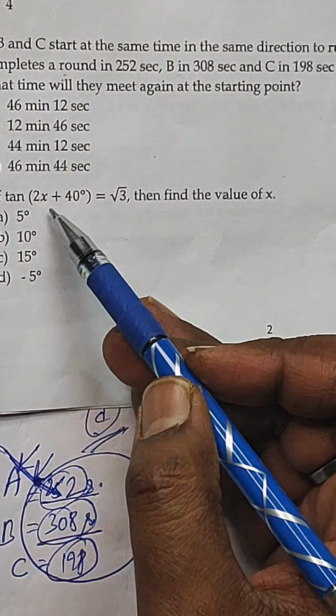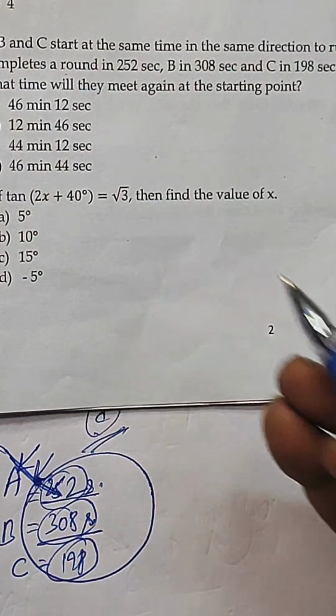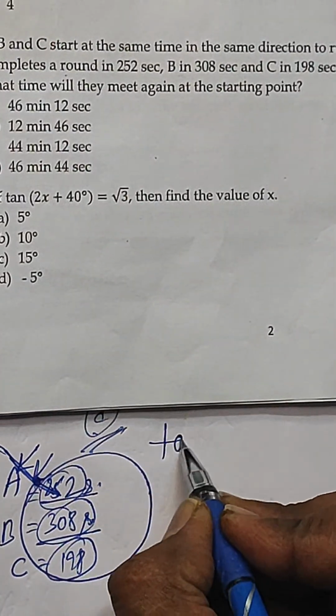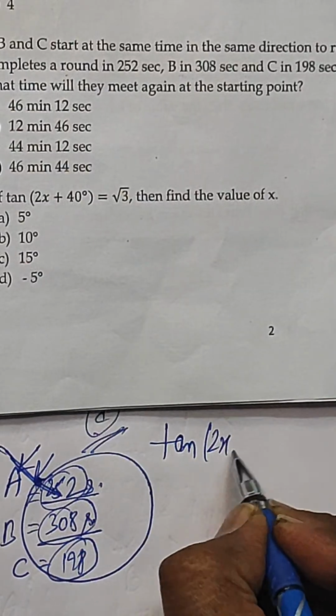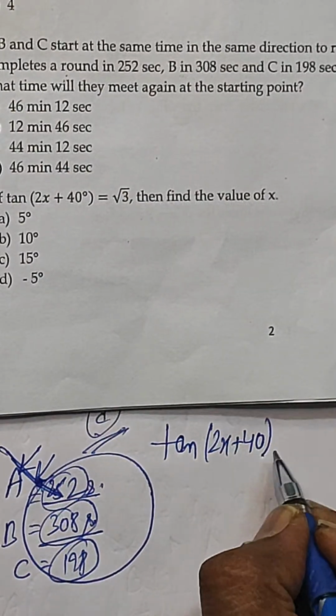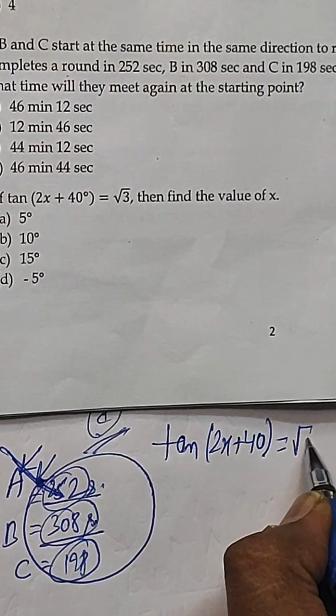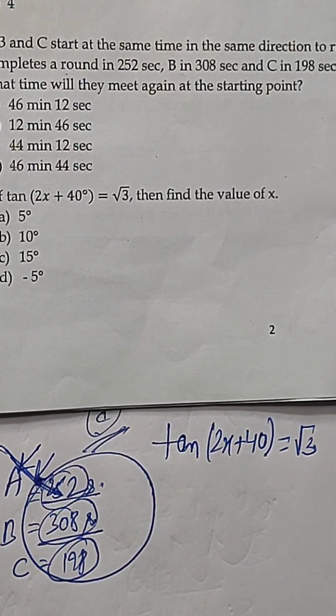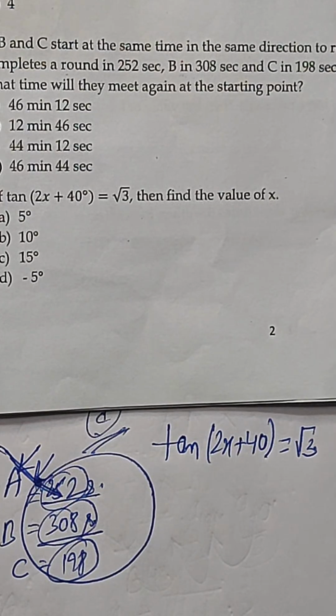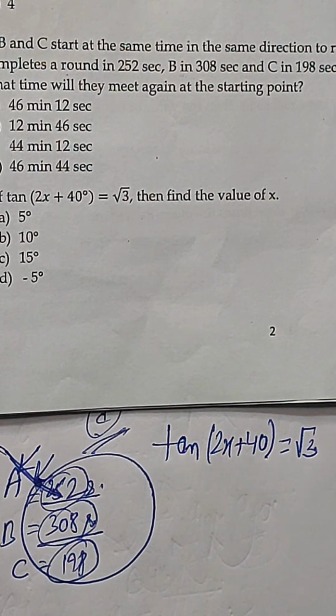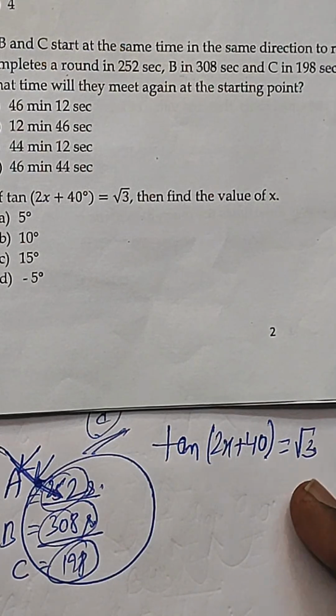Now if tan of 2x plus 40 equal to root 3, it's given that tan of 2x plus 40 is equal to root 3, x is equal to 10, option number B. Oh, you are so smart, my dear friend Abhishek. Hi Aragya Ghosh, hello. So let me quickly solve it, my dear friend.